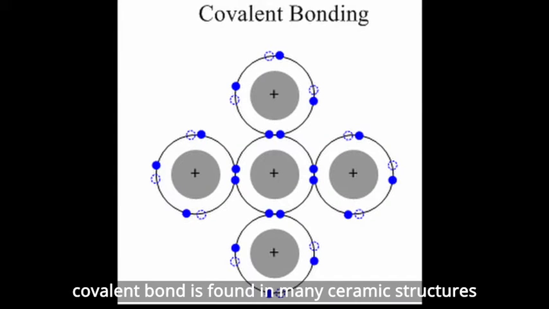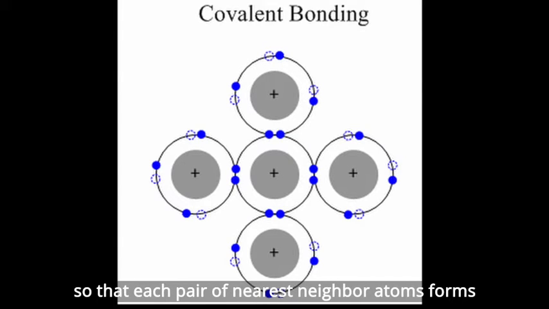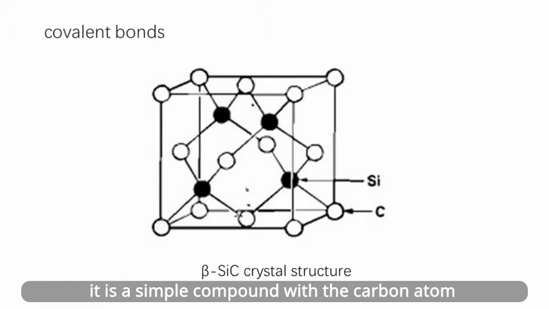Covalent bonds are found in many ceramic structures, such as silicon carbide, diamond, and silicon nitride. The atoms in these ceramics are arranged so that each pair of nearest neighbor atoms forms a chemical bond by sharing a pair of electrons. The next example is the covalent bonding of silicon carbide. It's a simple compound with a carbon atom attached to the silicon. The bonding between them has a covalent character.